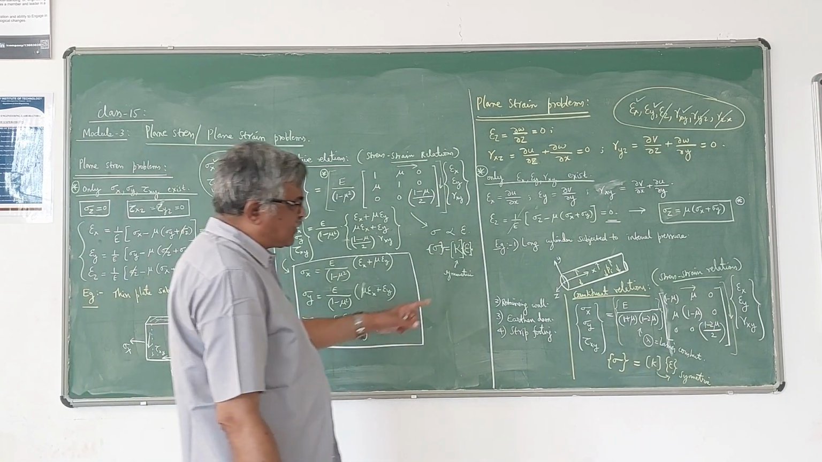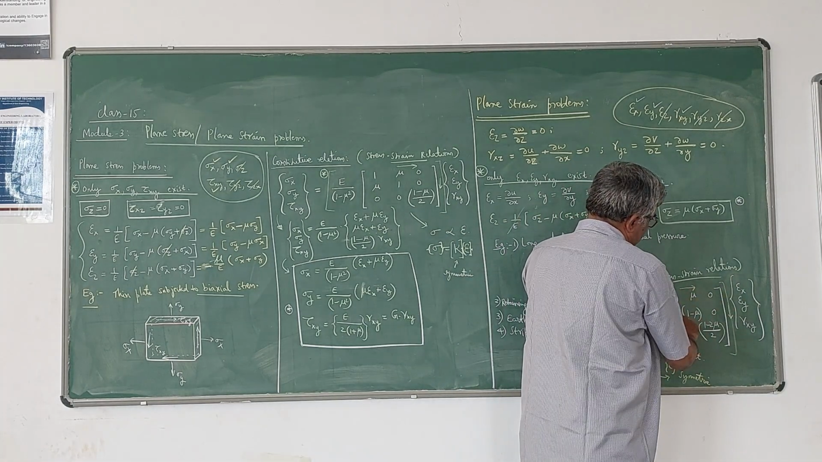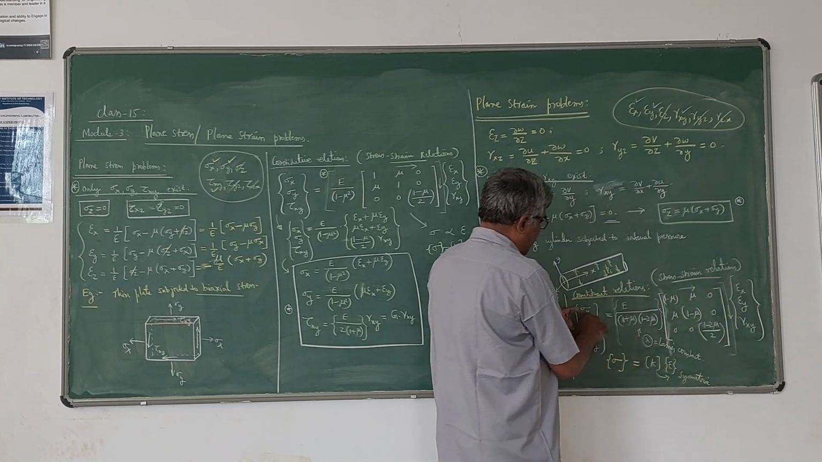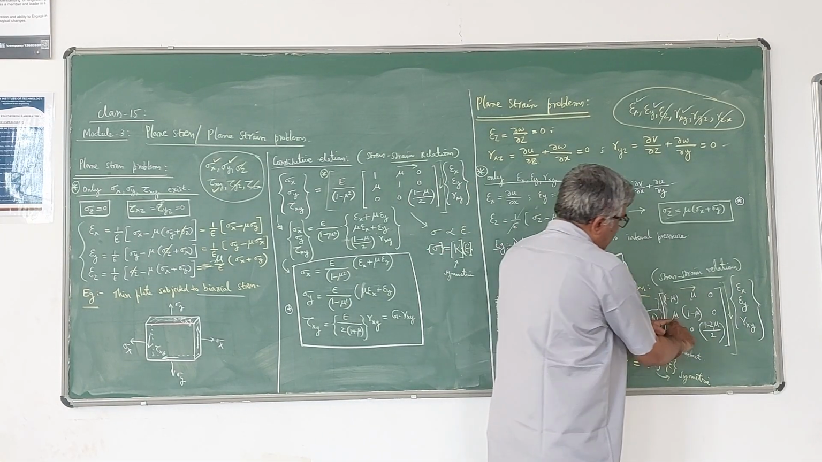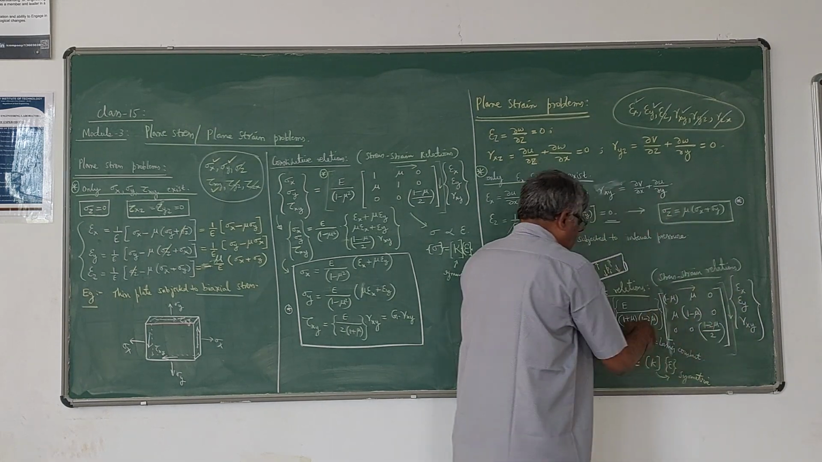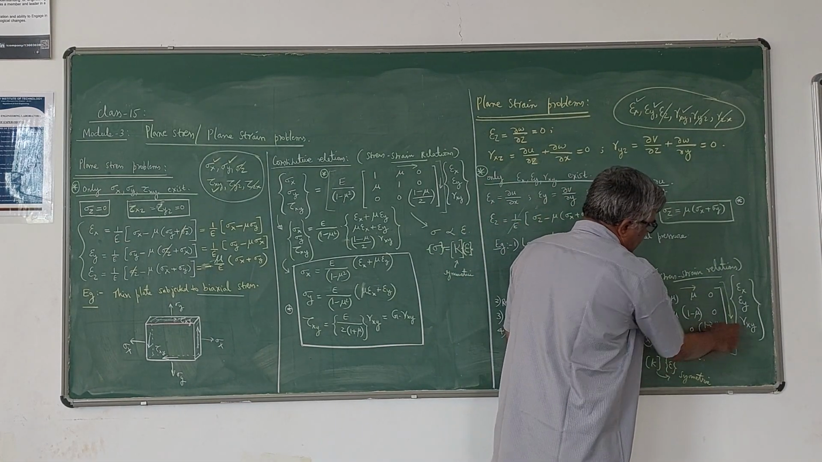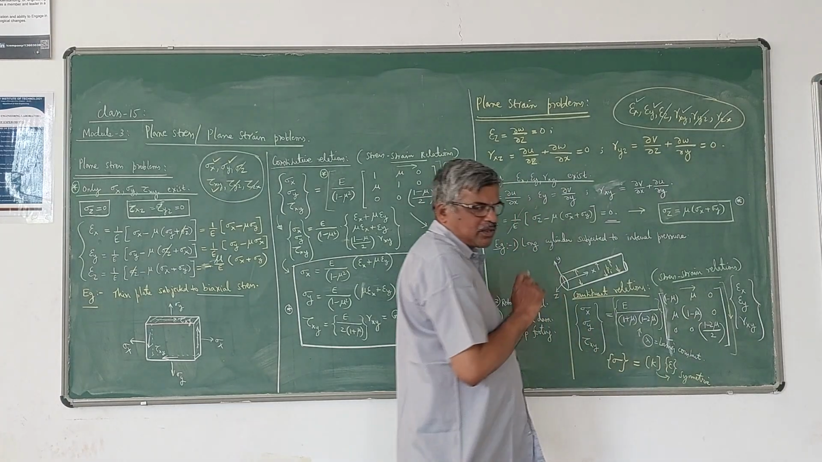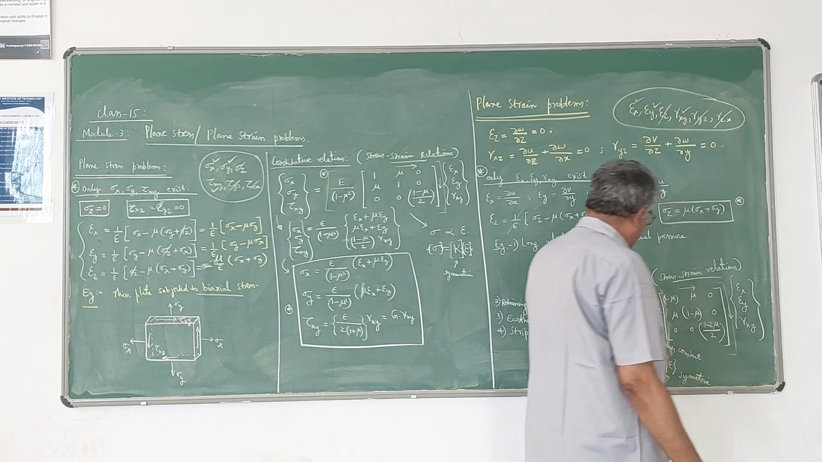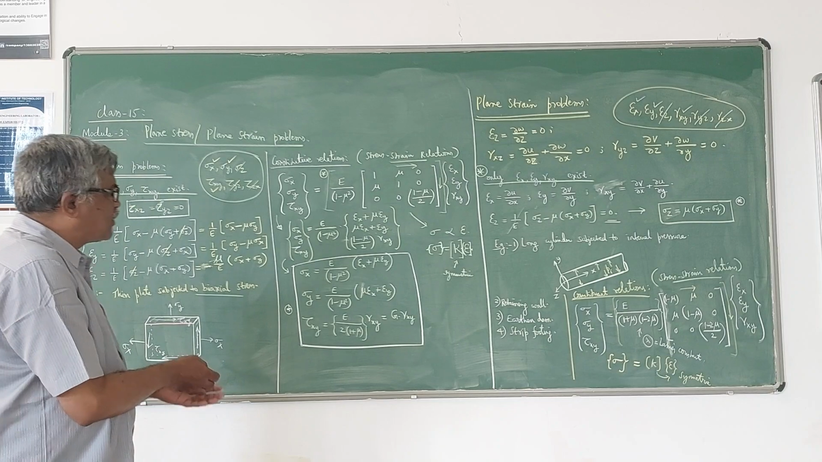So if you simplify this once again by multiplying, so this 1 minus mu into epsilon x plus mu into epsilon y into this will be equal to sigma x. Similarly, mu into epsilon x plus 1 minus mu into epsilon y plus 0 into this will be equal to sigma y. And this into gamma xy will be equal to tau xy. So this is how we can multiply these two matrices and we can get the values of these stresses. So please remember, these things are important.